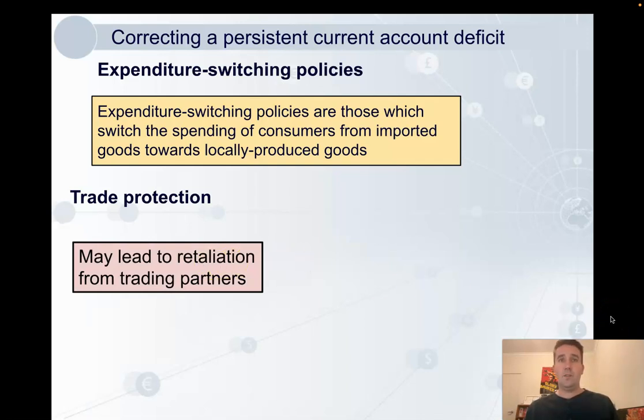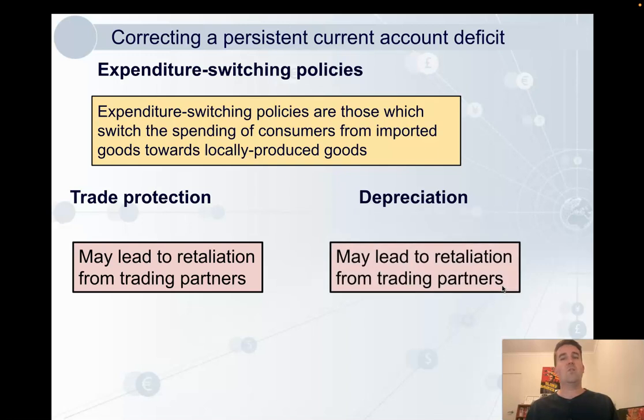The other expenditure switching policy is to depreciate their currency. As we've seen, a current account deficit should already be providing downward pressure on the value of the currency. The government and central bank just need to let it happen. A downside is as before, increasing the cost of imported factors of production, which increases the cost push inflation. That's what that should say.